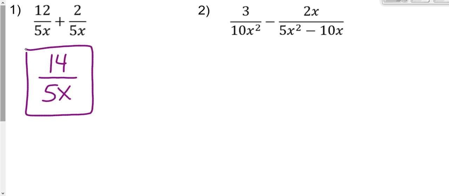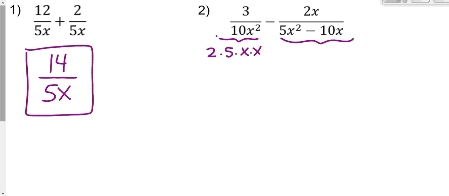Let's take a look at number 2. We do not currently have common denominators, so we want to find our least common denominator. So let's go ahead and factor our denominators and then find the least common multiple of those factors. So I'm going to factor 10x squared into 2 times 5 times x times x.